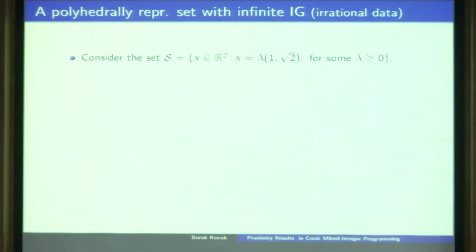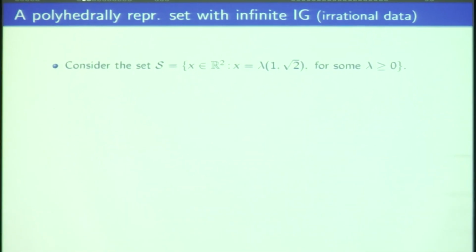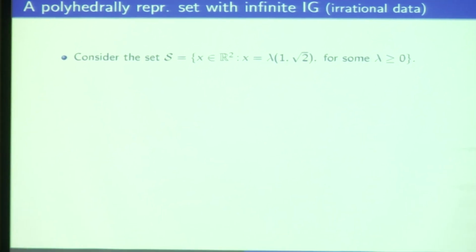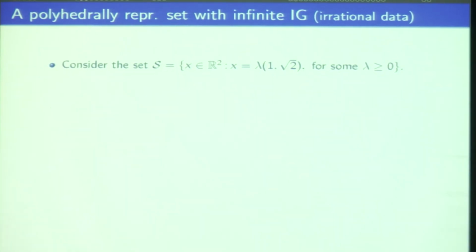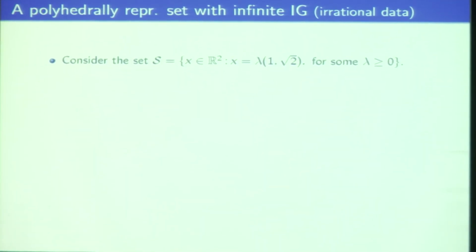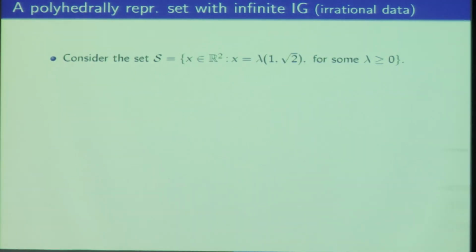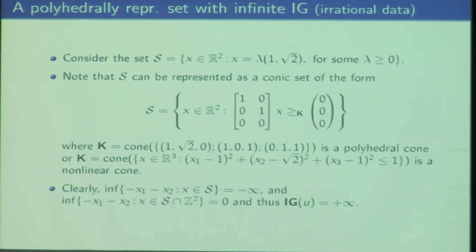I guess this is a very classical example. Even in linear integer MIPs, if you have irrational data, you can have infinite integrality gap. I think this is one of the first examples you may have seen in an integer programming course. But in our notation, you can even write it as a conic MIP, if you like, with nonlinear stuff involved.